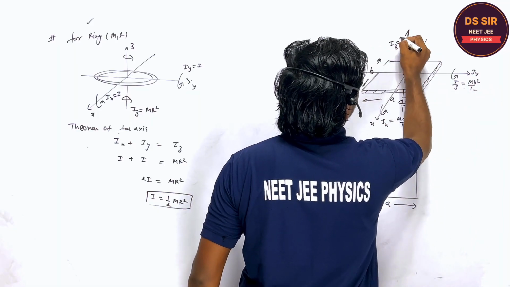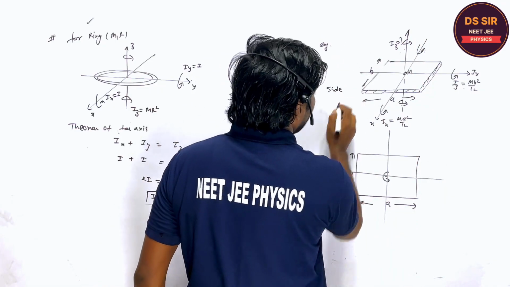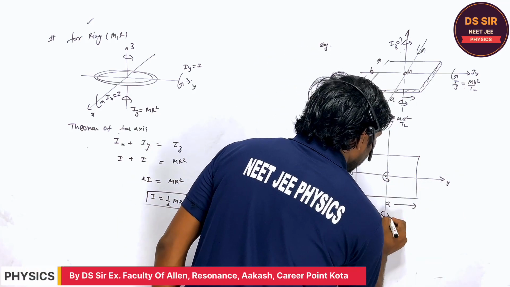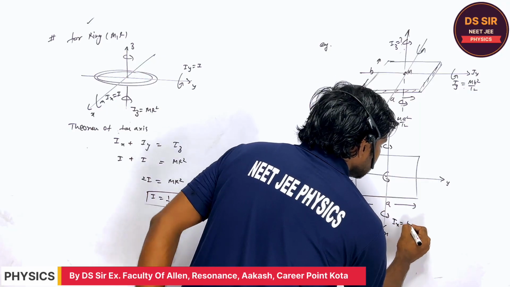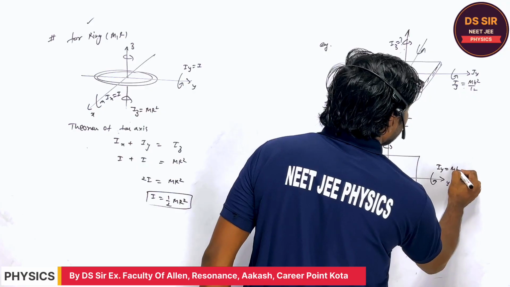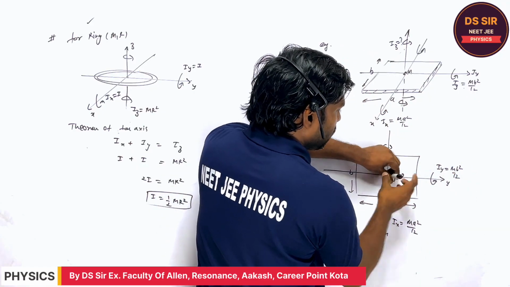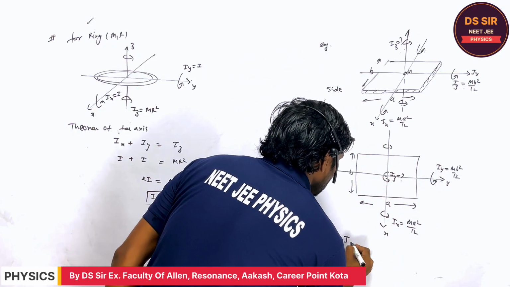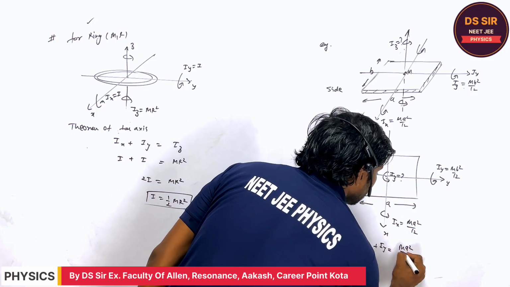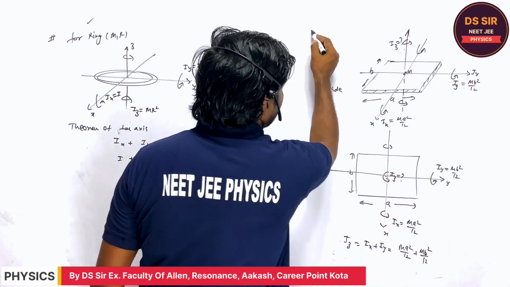This Iz you have to find. Are you getting it? This is the side view, and this is the top view. If I assume this is the x-axis and this is the y-axis, then about this axis Ix is equal to Ma square by 12, and about this axis Iy is equal to Mb square by 12. About this axis you have to find. This is the axis of rotation and it is rotating like this. So Iz is equal to what? Ix plus Iy, which is Ma square by 12 plus Mb square by 12. Do you understand this thing or not?